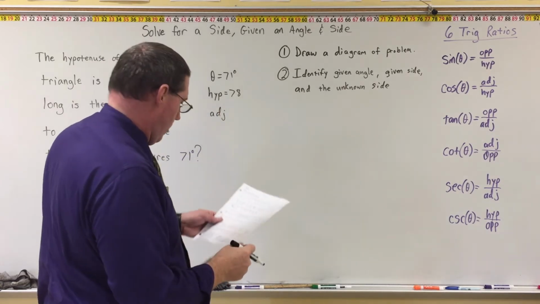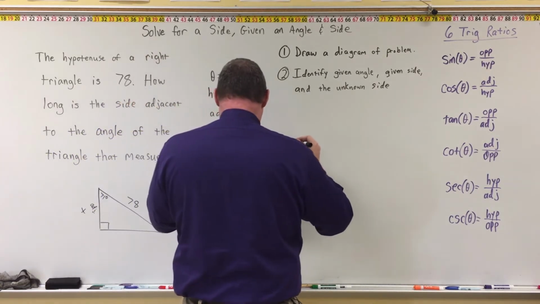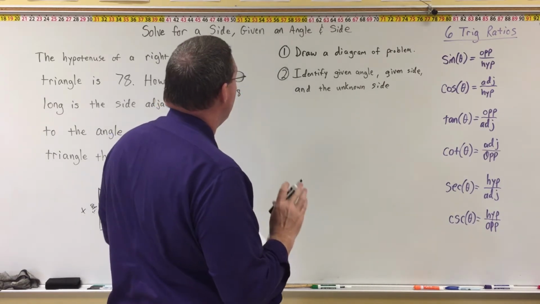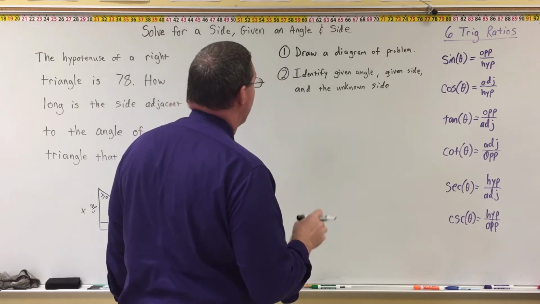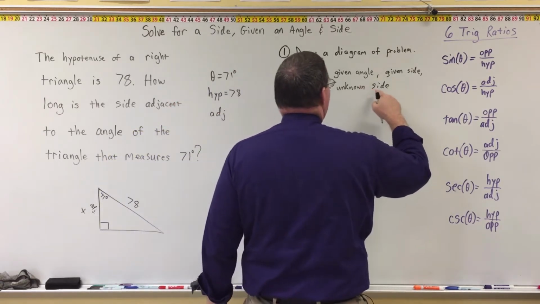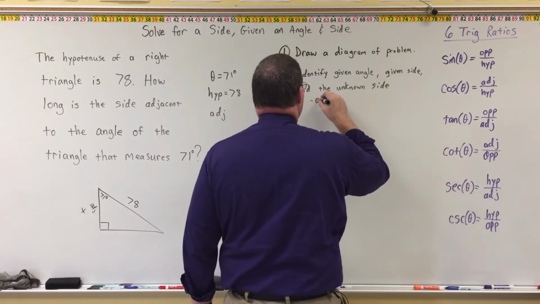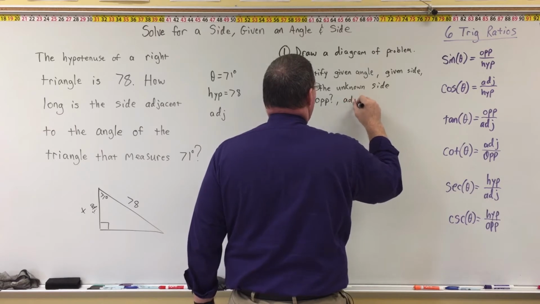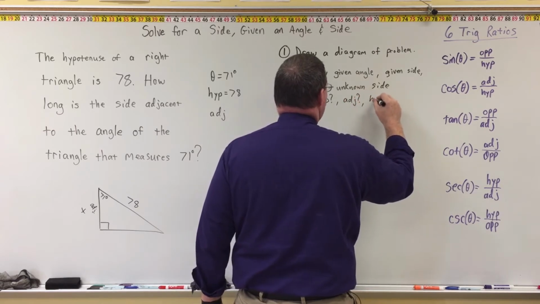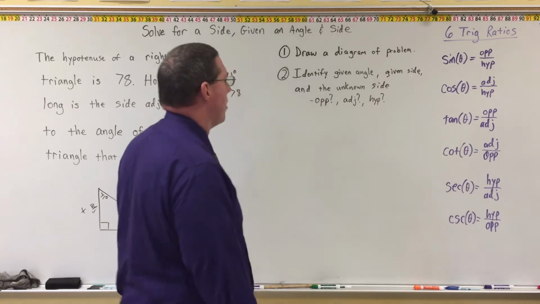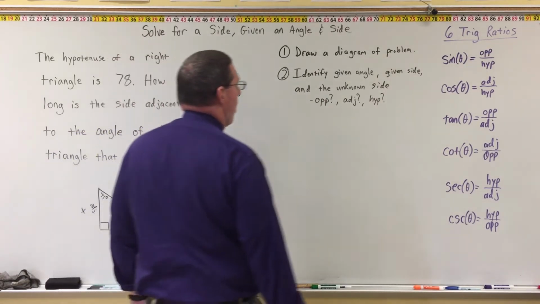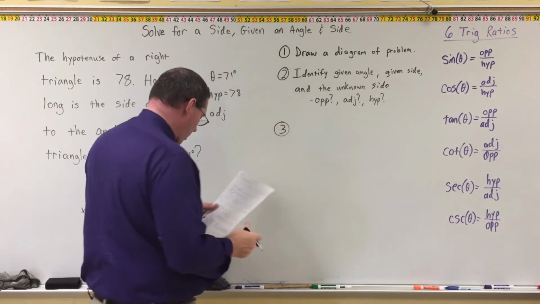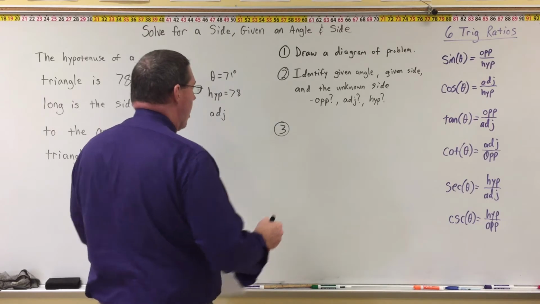So step 3 is identify whether the two sides are... well, we already did that, so let's skip that. So identify the given angle, given side, and unknown side, and the sides we're identifying as opposite, adjacent, or hypotenuse. We want to know whether these sides are hypotenuse, adjacent, or opposite, and how long the given one is. Then step 3 is going to be select sine, cosine, or tangent.